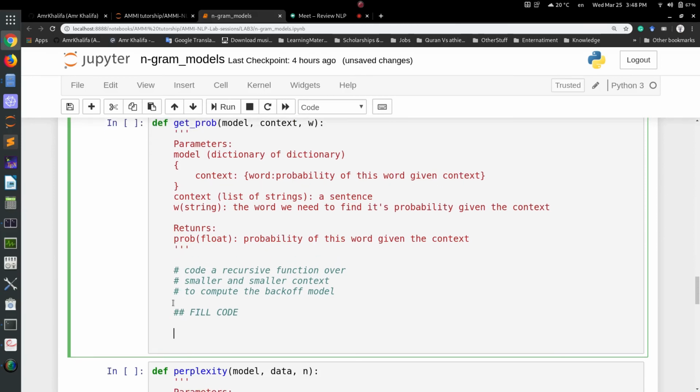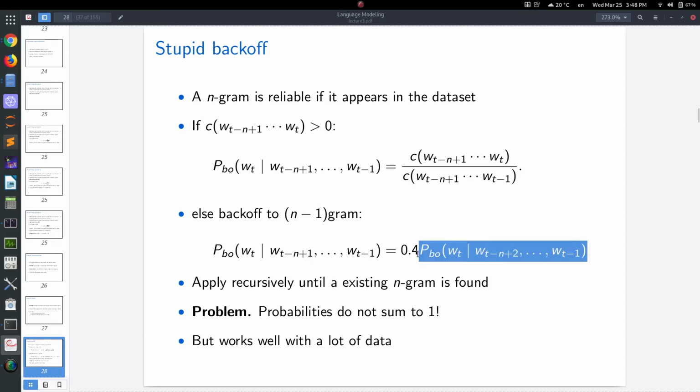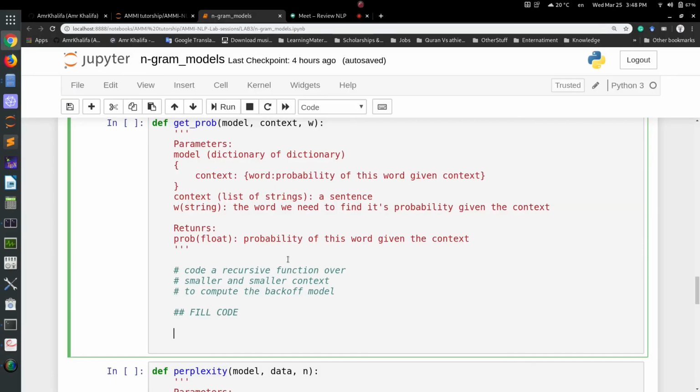To solve it now, the formula says if the count is larger than 0, we can use the direct formula with the counts. If it's not larger than 0, so if it equals 0, then we can use the probability of the smaller gram. We multiply by 0.4, and if it doesn't appear in the n-1 gram, we will multiply 0.4 times 0.4 times the probability of the n-2 gram. So we're going to go recursively until we find the gram that guarantees that the word appears. Okay, so I hope you are familiar with Python recursion.